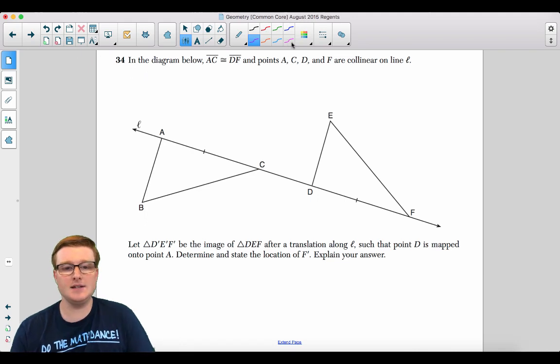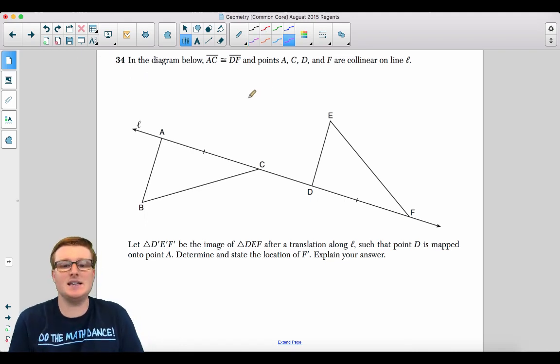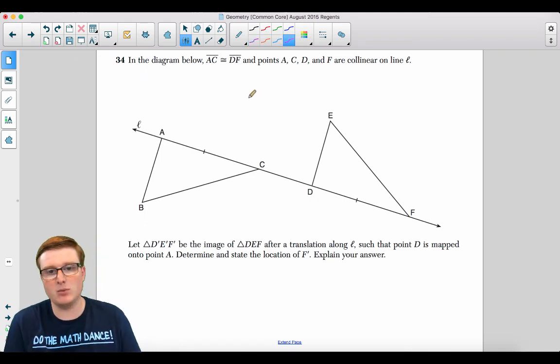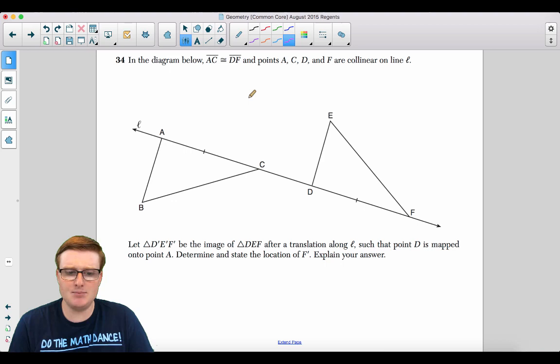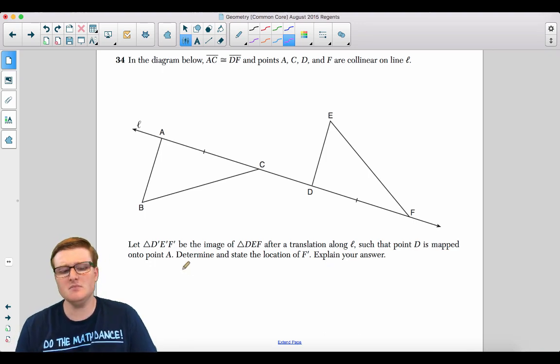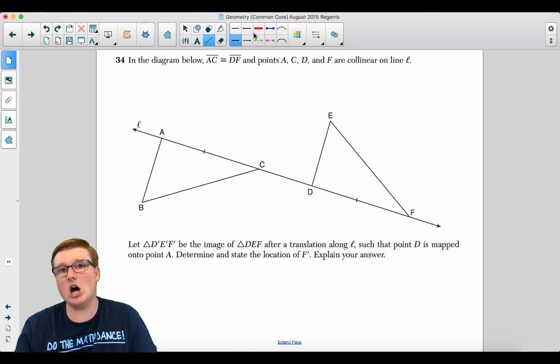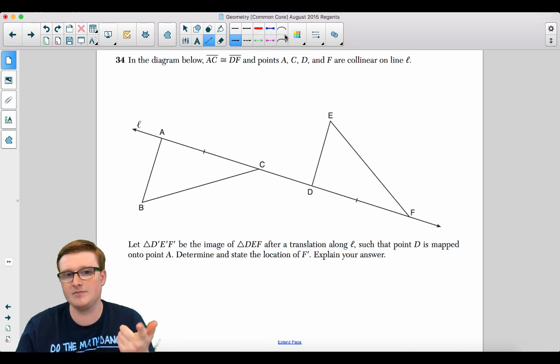34. In the diagram below, AC is congruent to DF, and points A, C, D, and F are collinear on line L. All of a sudden, they're making up a triangle. Let D prime, E prime, F prime be the image of triangle DEF after a translation along line L, such that point D is mapped onto point A. Determine and state the location of F prime. Explain your answer. So, they're saying that they're creating another triangle.